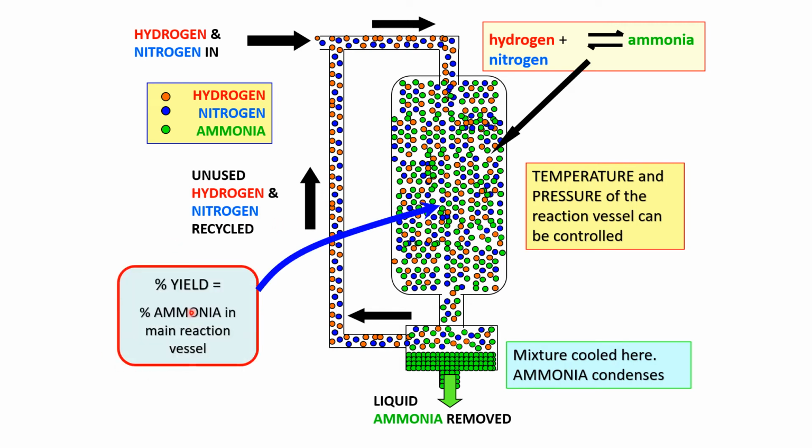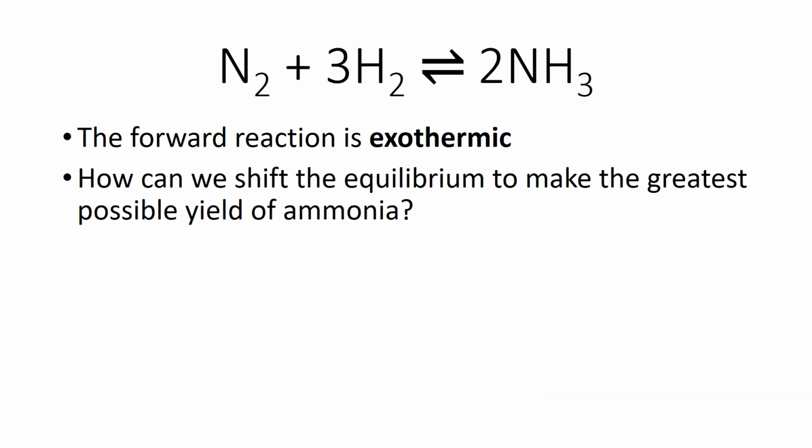The percentage yield here that you make is the percentage of ammonia in the main reaction vessel here. And we can do several things to try to shift the equilibrium to maximize the yield of ammonia. So let's look at how we can maximize the overall yield of ammonia. What we've learned is the forward reaction is exothermic by some minus 92 kilojoules per mole. How can we therefore shift this equilibrium to the right to make the greatest possible yield of ammonia? Pause the video and think about what you could do to the temperature of the reaction vessel.